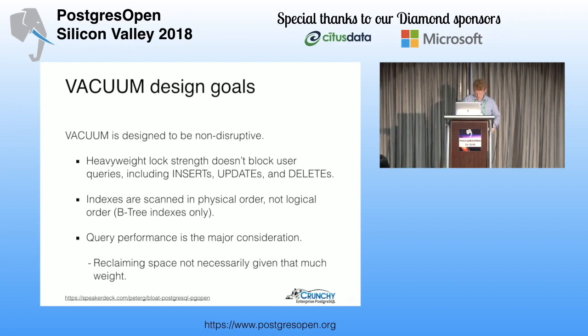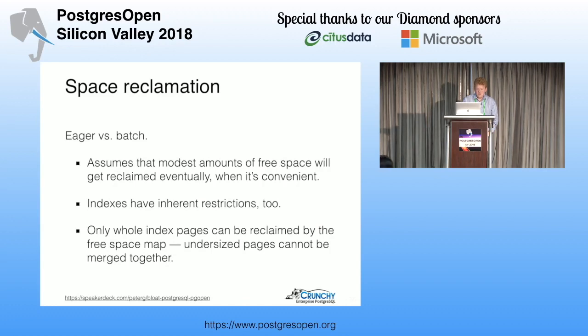Of course, you have this sort of eager versus batch dichotomy with space reclamation. You want to be eager if you can be. There are advantages to doing it by batch as well. It seems to be pretty fundamental to how the MVCC model that we have works, that you kind of need to have both at the same time to get acceptable performance.